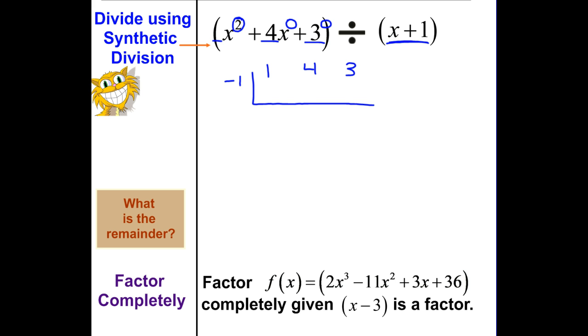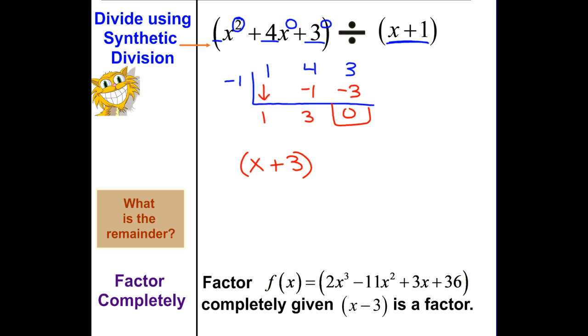Now let's solve it. So remember, we bring down our 1. -1 times 1 is -1. Add those, we get 3. -1 times 3 is -3. Add those, we get 0. And that 0, that's our remainder. So what does that tell you right there? It tells you a couple different things. That tells you that first, our answer to this piece is just x plus 3.